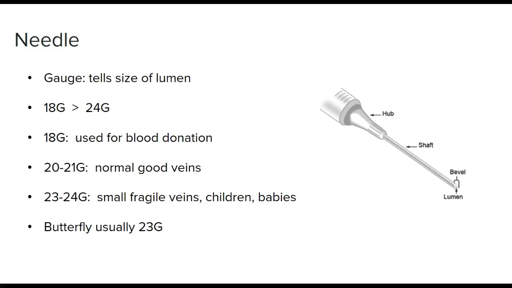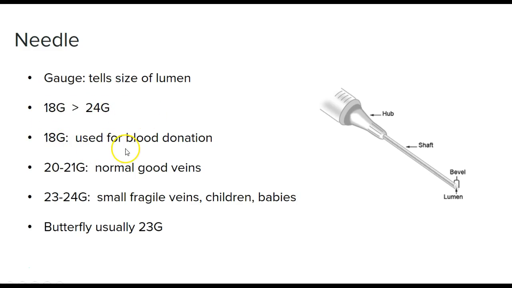Okay, this is an example of the needle, and needles have gauges. So the gauge tells the size of the lumen. So the bigger the number, the smaller the needle. Okay, so it's measuring the inside of the lumen, which is the inside of the needle. So an 18 is bigger than a 24.